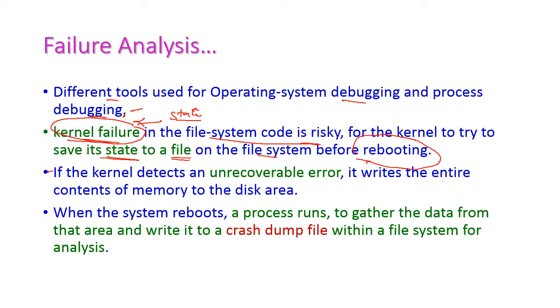If the kernel detects an unrecoverable error, then it writes the entire content of memory to a disk area for further analysis. When the system reboots, a process runs to gather the data from that area and write it to the crash dump file within the file system for future analysis.